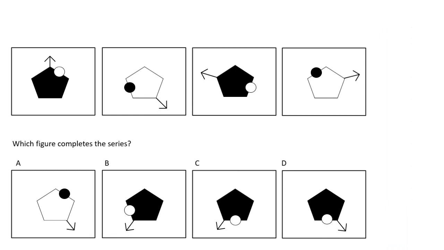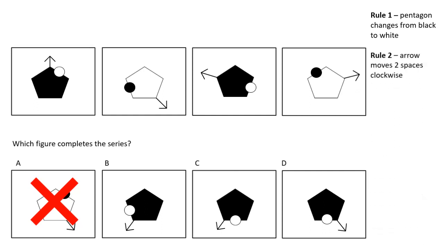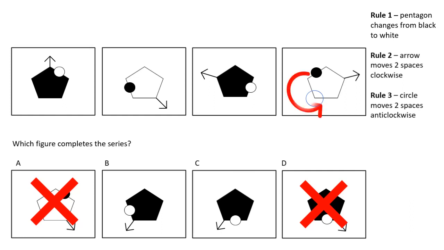Okay, so this series has 3 rules. The first is that the pentagon alternates from being black to being white. So in the next figure, the pentagon will be black, so we can rule out A. The second rule is that the arrow moves 2 spaces in a clockwise direction. So in the next figure, the arrow should be here in the bottom left, so we can rule out D. And the final rule is that the circle moves 2 spaces in an anti-clockwise direction. So in the next figure, the circle should be here at the bottom, meaning the correct answer is C.